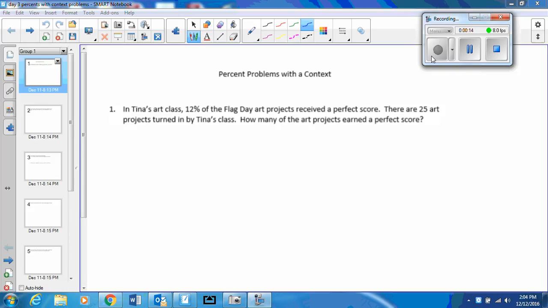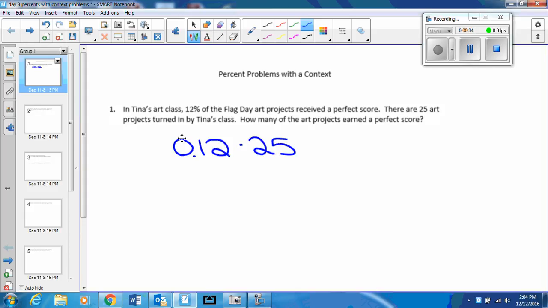So in question 1, in Tina's art class, 12% of the Flag Day art projects received a perfect score. There are 25 art projects turned in by Tina's class. How many of the art projects earned a perfect score? So to solve this, I would change 12% to a decimal, 0.12, and multiply it by the total number of art projects turned in. Using my calculator to multiply that out, I would see there are 3 projects that earned a perfect score. And then make sure you label so it matches the context.